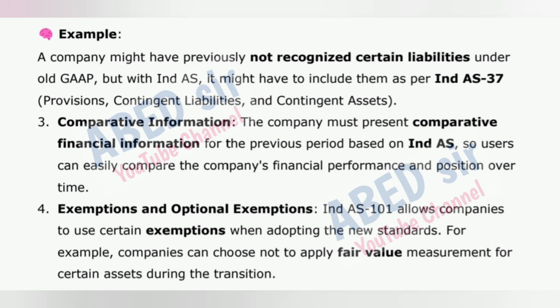3. Comparative information. The company must present comparative financial information for the previous period based on Ind AS, so users can easily compare the company's financial performance and position over time. 4. Exemptions and optional exemptions. Ind AS 101 allows companies to use certain exemptions when adopting the new standards. For example, companies can choose not to apply fair value measurement for certain assets during the transition.